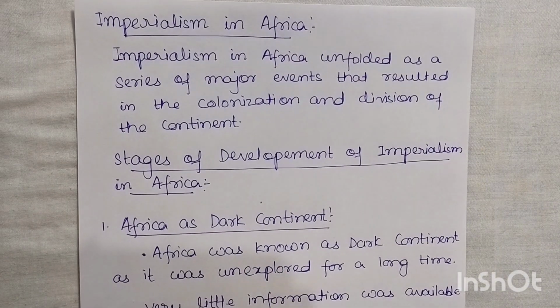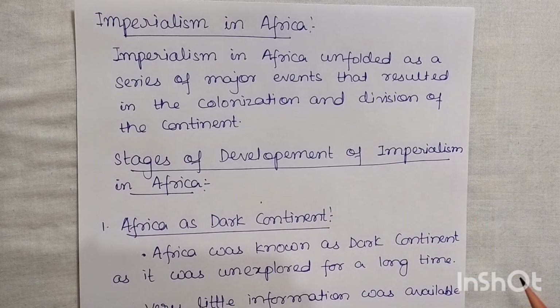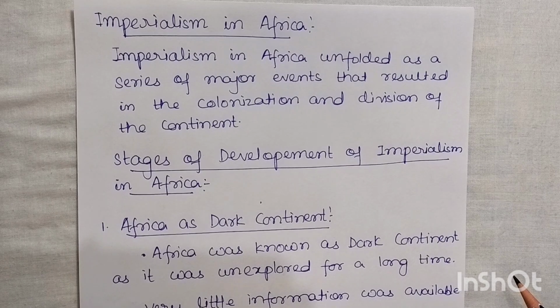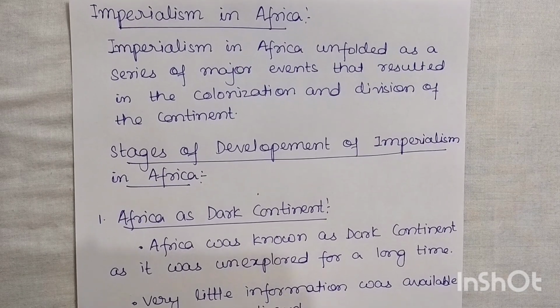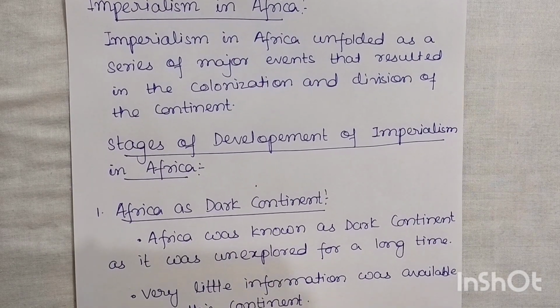Imperialism in Africa. So imperialism in Africa unfolded as a series of major events that resulted in the colonization and division of the continent. While imperialism was going on in Africa, we will see some major events that resulted in the colonization, which means conquering of a particular area of Africa, and the division of the continent, and how Africa has been divided among other countries. It means most countries dominated Africa. So this we will see here.